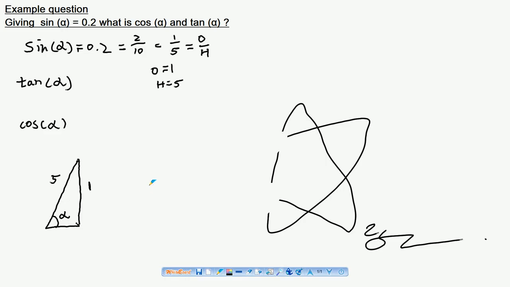Use Pythagoras theorem: a squared plus b squared equals c squared. So 1 squared plus b squared equals 5 squared. So b squared equals 25 minus 1, which is 24, and b is the square root of 24. Now we know the length of the adjacent, which is the square root of 24.